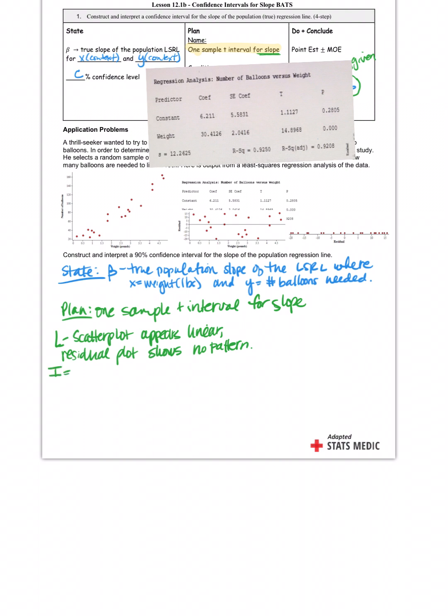I stands for what? Independent. How many rocks are we using? 20. Is 20 less than 10% of all rocks? And are all rocks independent of each other? I think so, right? They don't affect one another.